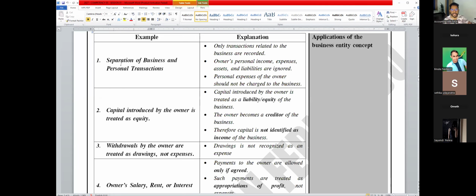Example: separation of business and personal transactions. Here we do not consider the personal transaction. Look at the explanation: only the transactions related to the business are recorded. Then the owner's personal income, expenses, assets and liabilities are ignored. I told you this before. The owner's personal loan is never recognized as a liability of the business. Then, something very important: personal expenses of the owner should not be charged to the business.